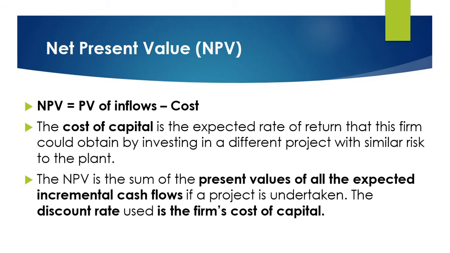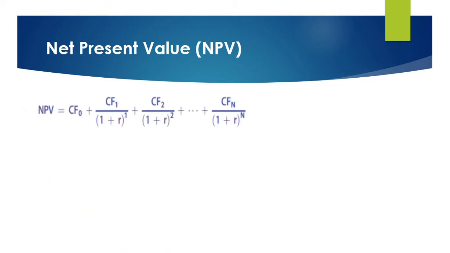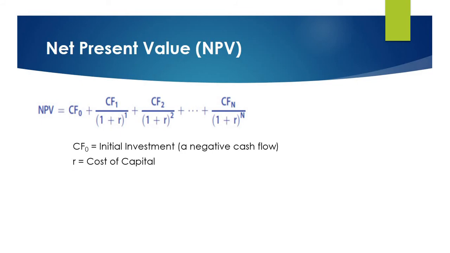So, net present value is the sum of present value of all expected incremental cash flows, and the discount rate which is used to find out the net present value of a project is the firm's cost of capital. Here is the formula of net present value. Here CF0 indicates initial investment, which is normally a negative cash flow. Then R indicates cost of capital, and CFN is the after tax cash flow at period N.